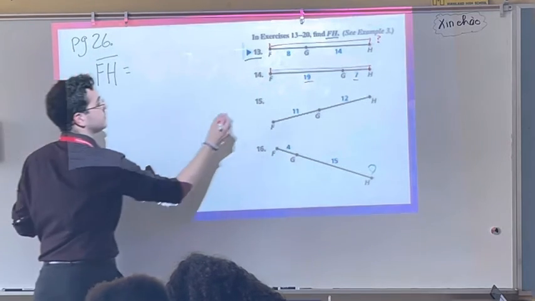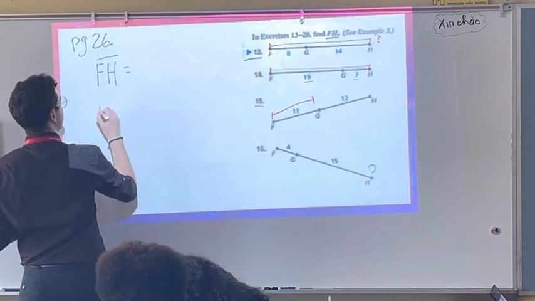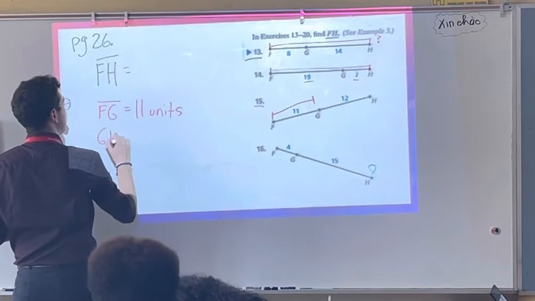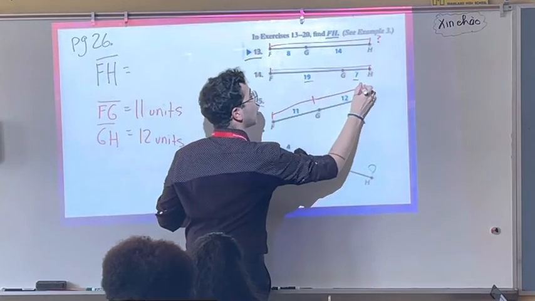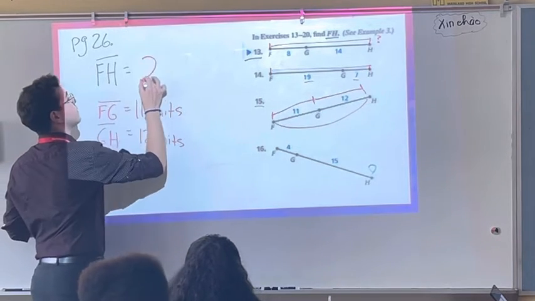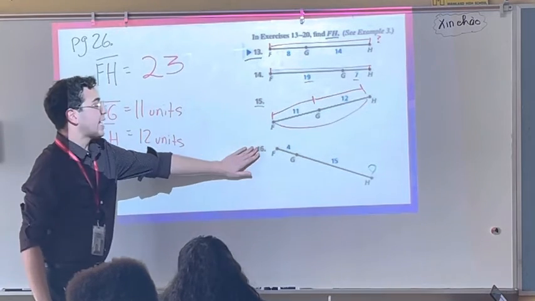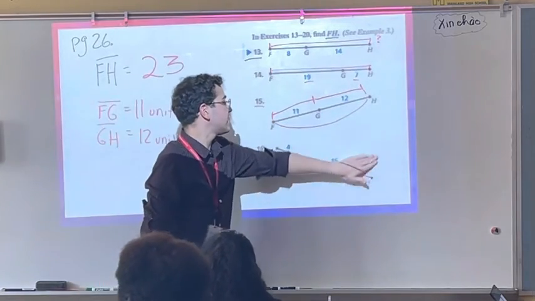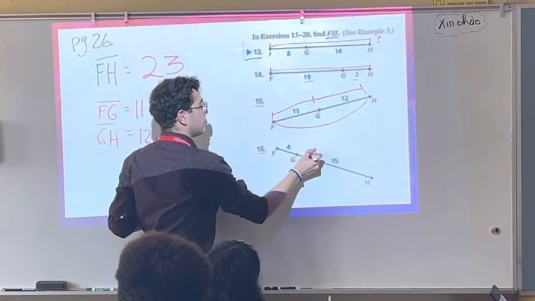This is number 15. FG is how much? 11. Okay, FG is 11 units. GH is how many units? 12. So what is the total units of FH? 23. 23. Now, without even talking about it, doing mental math, take a moment to think. FH, what is the value of FH for number 16? Think a moment. Class, what is it?